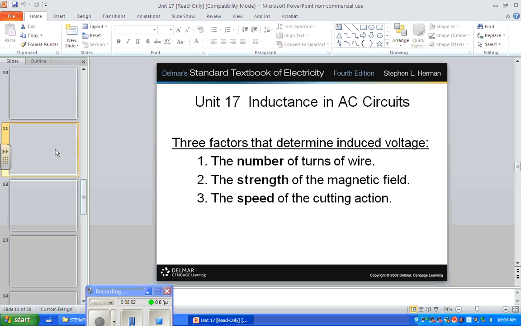Okay. 3 factors determine the induced voltage. The number of turns of wire, just like a transformer. Turns ratio, remember all that? Okay, so the number of turns is always important. The strength of magnetic field and the speed of the cutting action. What determines the speed of the cutting action? That would be the frequency. That's exactly correct. So the frequency is one of the most important things in inductance.